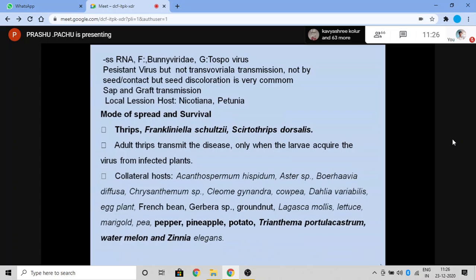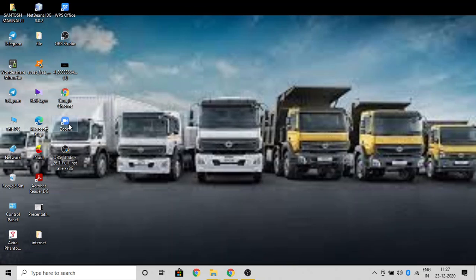With respect to the mode of spread and survival, the primary source of inoculum: most viral diseases are obligate parasites. That means they require a living host for their survival. For the secondary spread of the disease, mainly Frankliniella schultzei and Scirtothrips dorsalis, these two thrips transmit the disease. Here, mainly the adult thrips are able to transmit the disease, not the young ones.